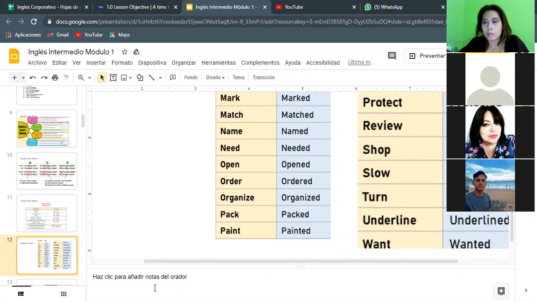Okay, with name, Nelsie, could you please tell me an example with named? What's your name? The only thing is that if you say what's your name, the verb in that is is. A name is just the complement. But name as a verb, an example for this one might be, I named my daughter after my grandmother.